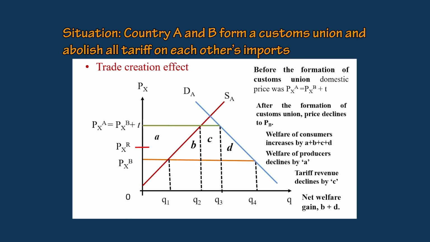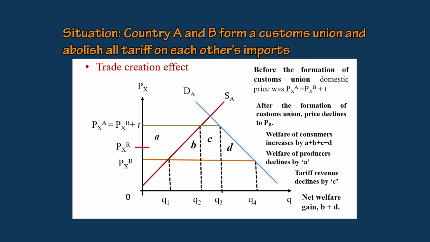Then what will happen? There will be a consumer surplus gain. What is the consumer surplus gain? As you know from your microeconomic concept, it is equal to the area A plus small a plus small b plus c plus d. That is the consumer surplus gain. But there will be a loss in producer surplus. What is that? That is area A, the loss in producer surplus. There is another loss, the tariff revenue for the government. That is area C. So what is your positive gain? A plus B plus C plus D.